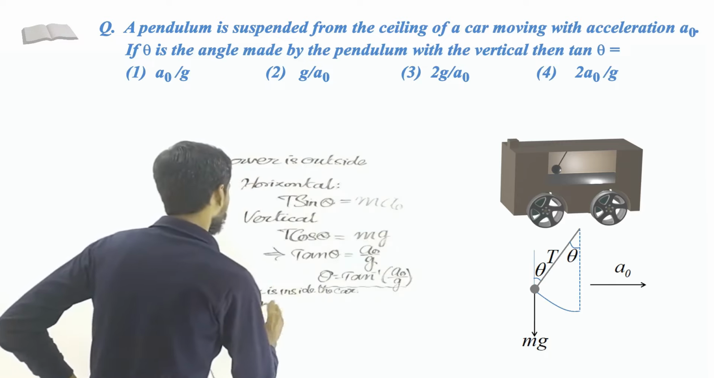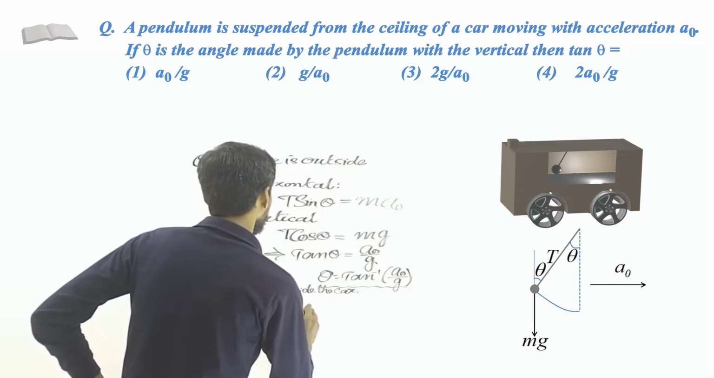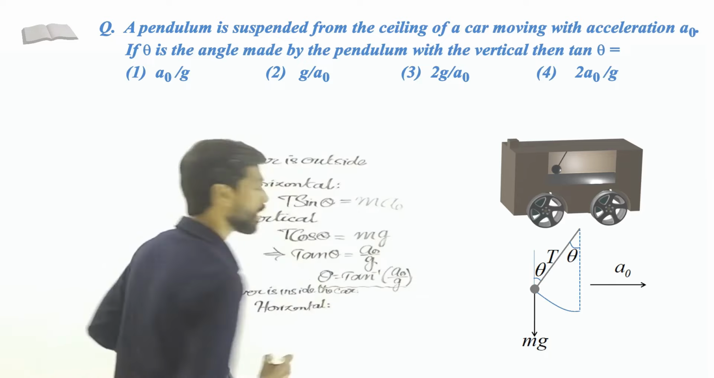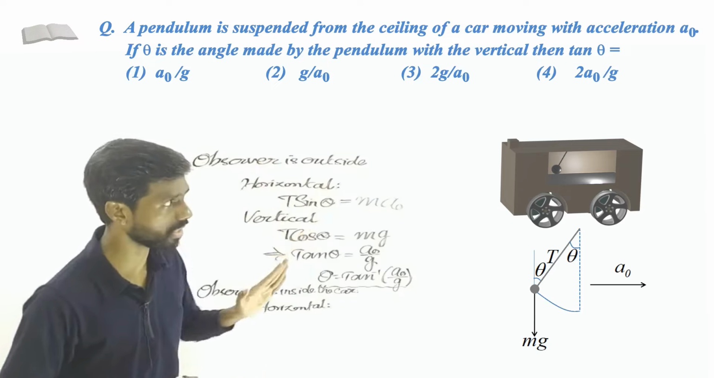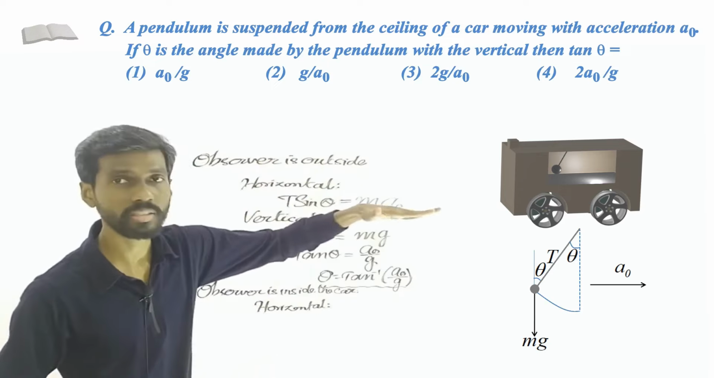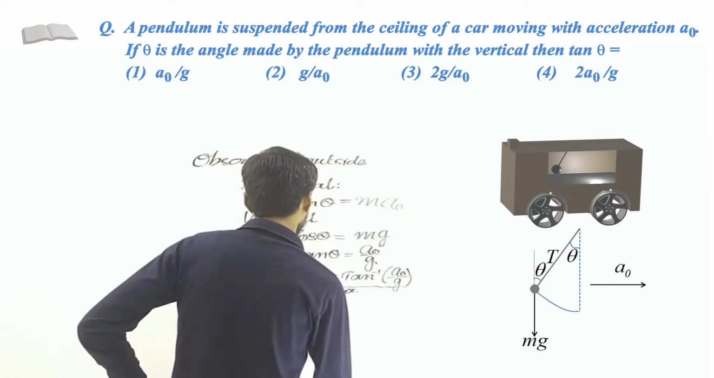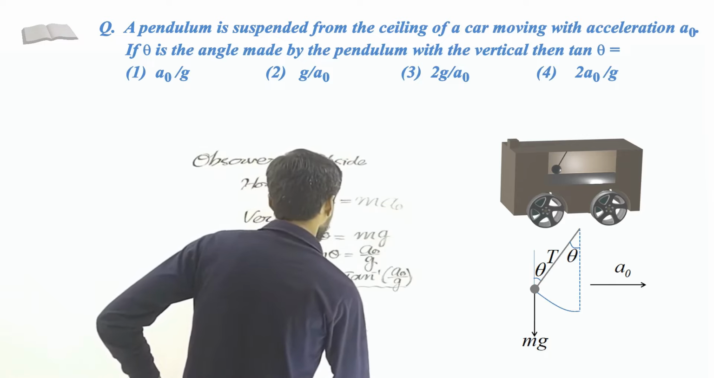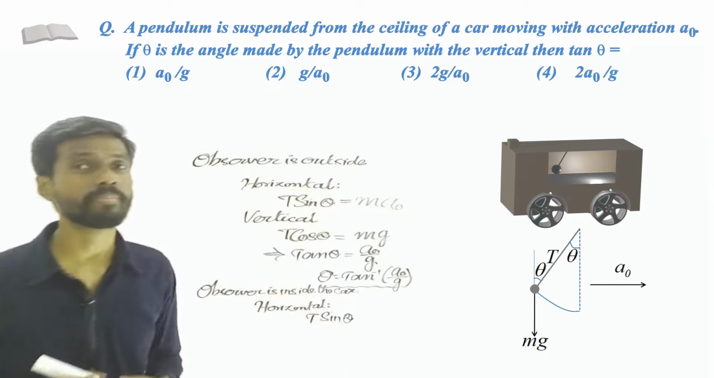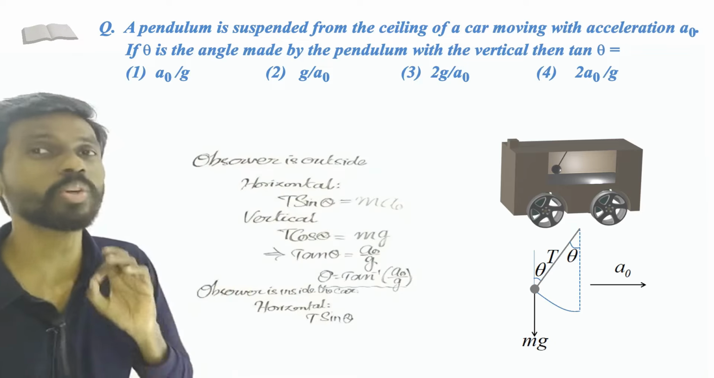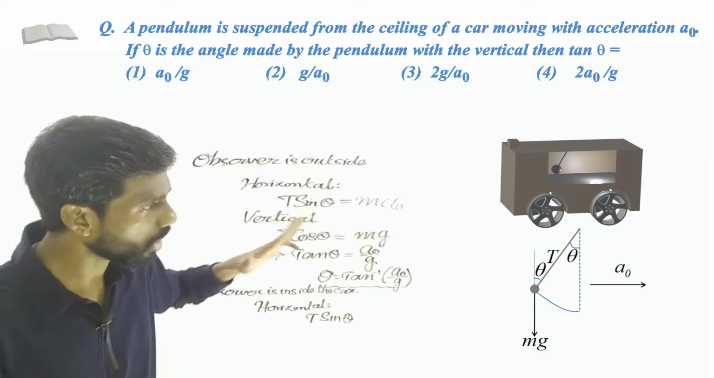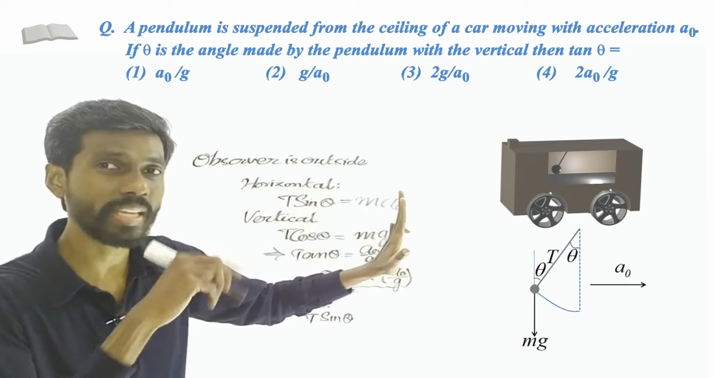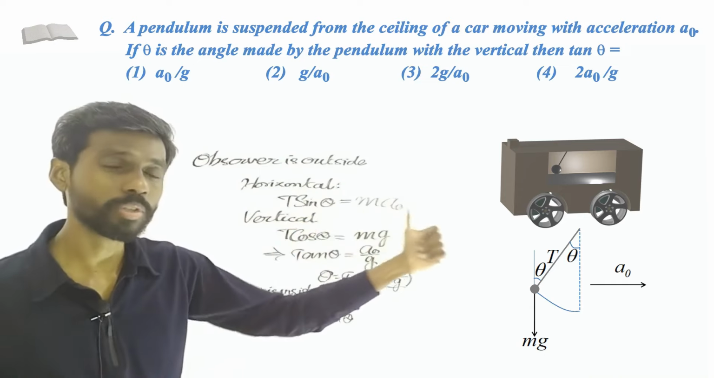So in the horizontal direction, what is the total force? The component of tension, in this direction. Tension is in this direction, so the component of tension is T sin theta. What are the other forces? We have to consider pseudo force also this time, because the observer is moving with some acceleration. Observer is moving in this direction with acceleration a0. That means the pseudo force must be in the opposite direction.